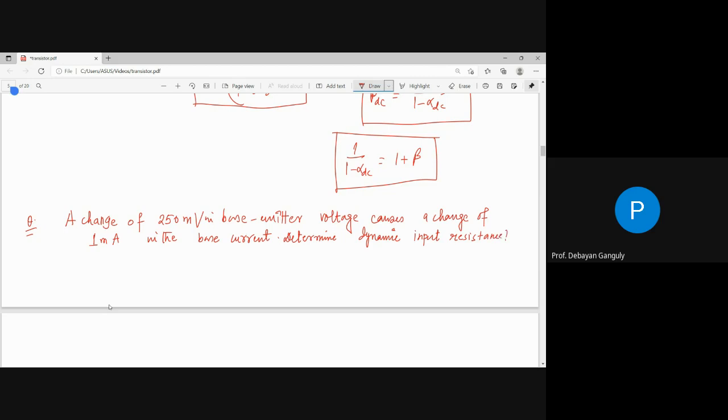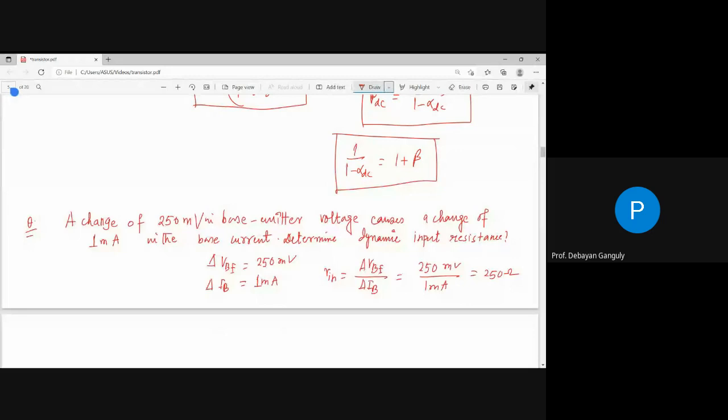So when you have to find here, this is a change in base emitter voltage that is given, that is 250 millivolt, and there is a change in the base current, that is nothing but 1 milliampere. So if you want to find the input resistance, that is nothing but input voltage by input current, that means 250 millivolt by 1 milliampere, that means 250 ohm. That is simple. The question is not complicated, but you have to know the basic thing. If you know the basic thing, you can solve the problem. I'm sure about that.